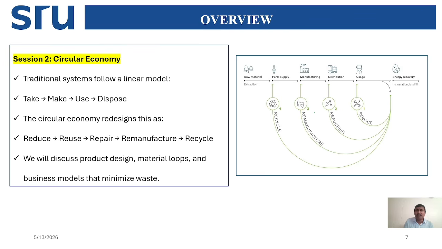That is called the linear model. We never think about the circular economy at that time. Most linear economy models involve wastage of a lot of materials, raw materials. Then we are not thinking about the supply chain. That is a huge problem in the industry. That's why now every industry is focusing on the circular economy model. So what is this circular economy model?